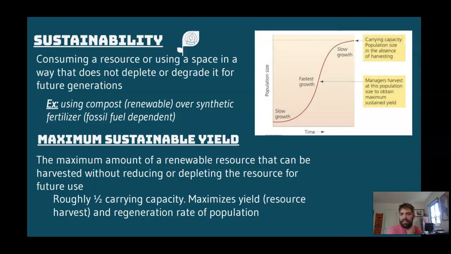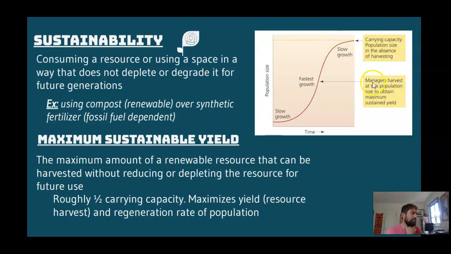Okay, so here's an example of that. We have a population size, and it starts off slow growth, and then it goes to an area of fastest growth, and then it slows down. So this is as large as it will possibly get.